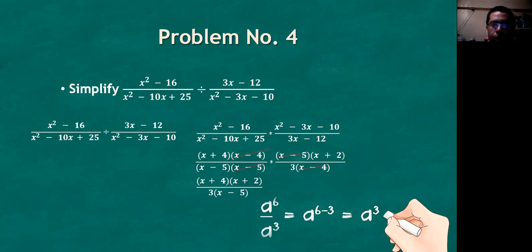In simplifying rational expressions, we do not need grouping symbols. So the simplest form of this rational expression will be x squared plus 6x plus 8 divided by 3x minus 15, using the FOIL method. No questions? So let's proceed.